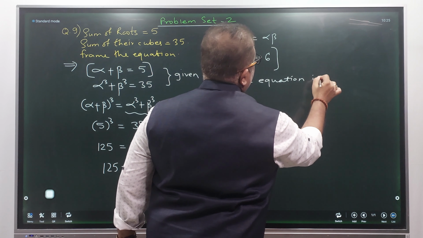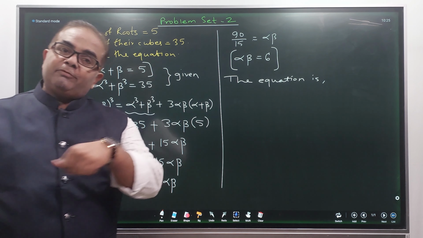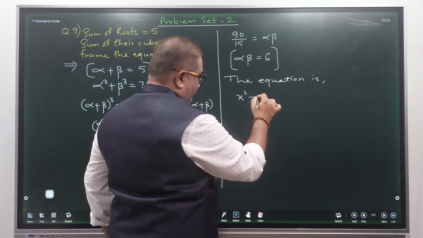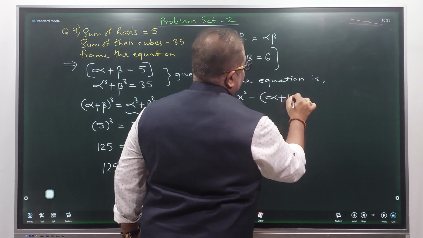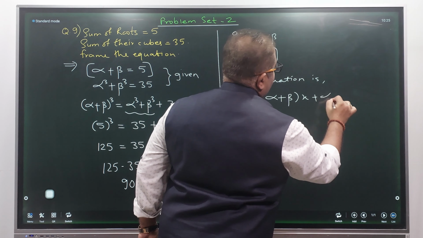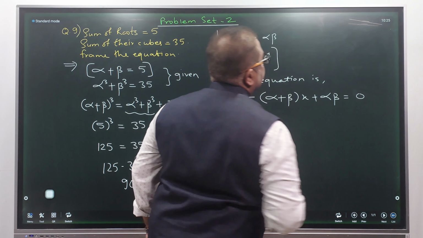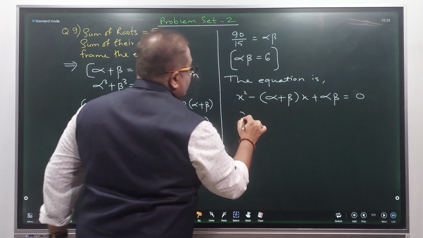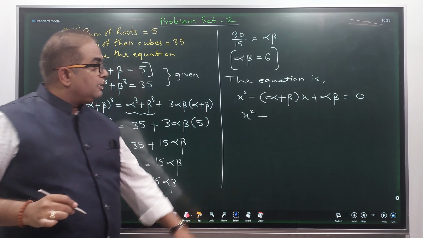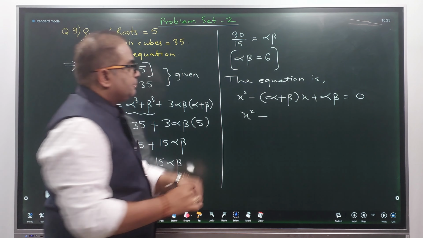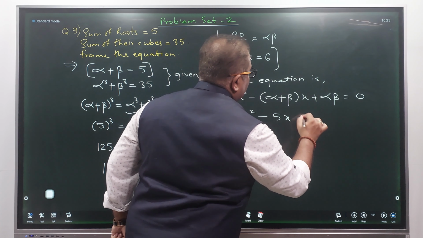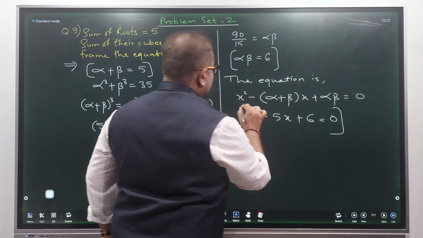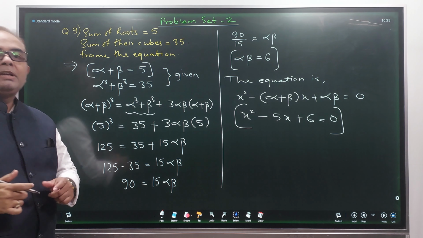is, what is the formula if you know alpha plus beta and alpha beta? Yes, it is x square minus (alpha plus beta)x plus alpha beta is equal to 0. Right? We had already learned this. So x square minus (alpha plus beta) means 5x plus alpha beta is 6 is equal to 0. This is our answer. Isn't it easy?